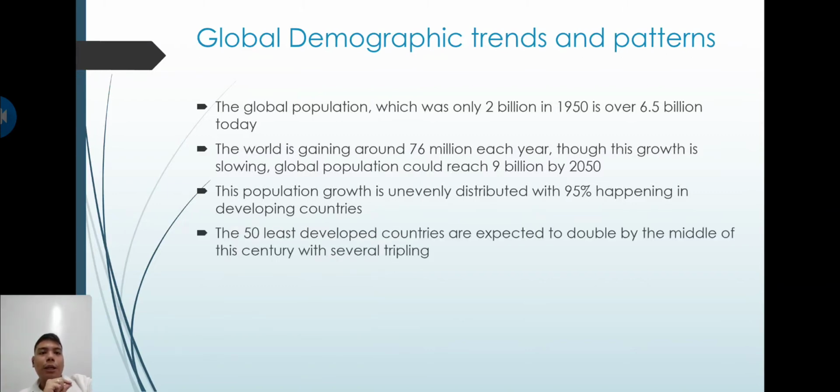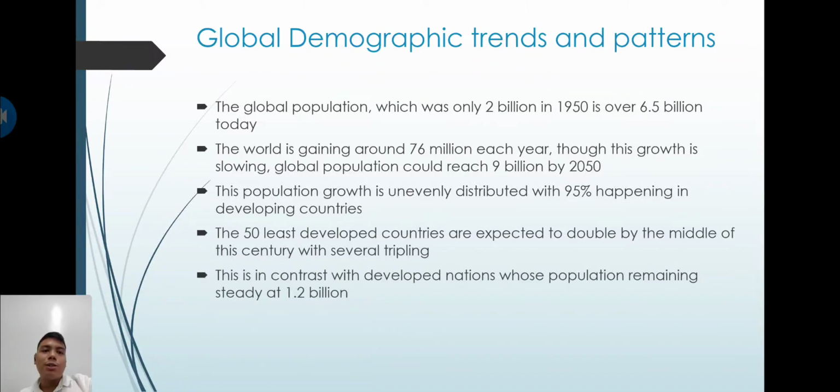At least 50 of the least developed countries are expected to double their population by the middle of this century, so around 2050, or some of them can even triple their population. This is in contrast with developed countries or nations whose population remains steady at 1.2 billion. So developed countries' populations more or less remain the same. They have very little growth.